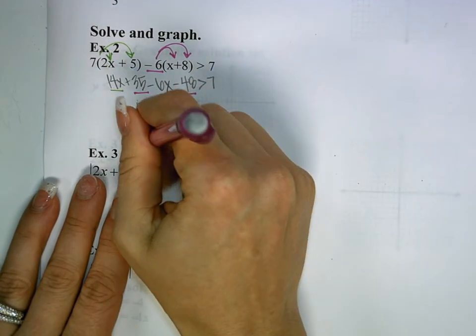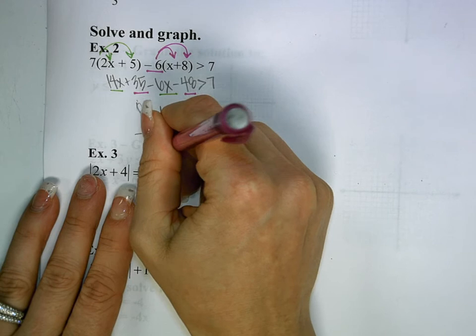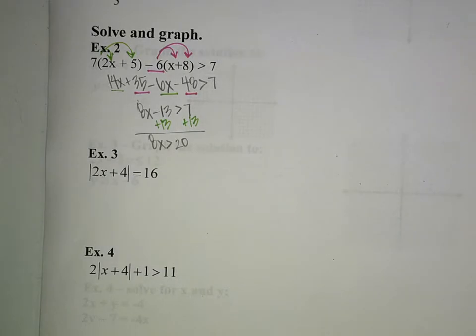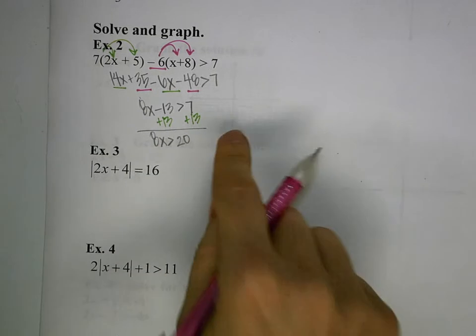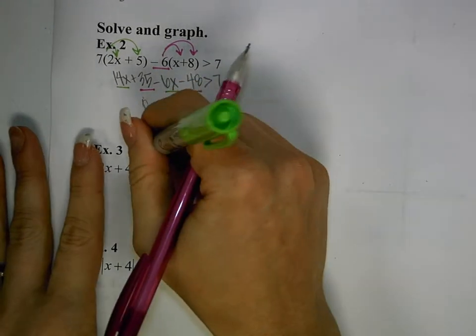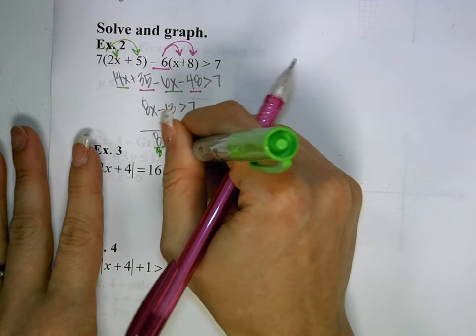Do you guys remember, how do you know if you have to change this inequality? When do we flip it? If you multiply or divide by a negative, right? Here we're just adding, so that does not change anything, so you don't have to change that. Then divide both sides by 8.